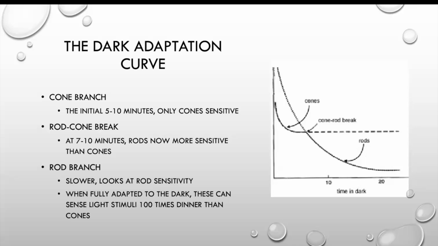They start to respond to light stimuli 100 times dimmer than what your cones would be responding to. So over 15 to 30 minutes, as the eye completely adapts to the darkness, you should be getting these rod responses. And that's where you start to find the pathology in patients with, for example, something like RP.